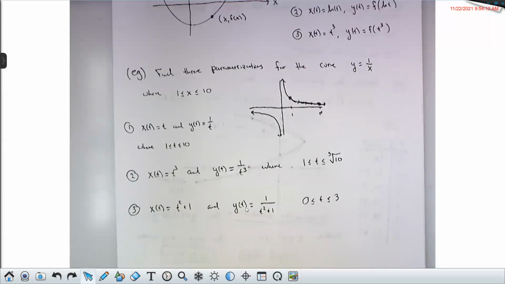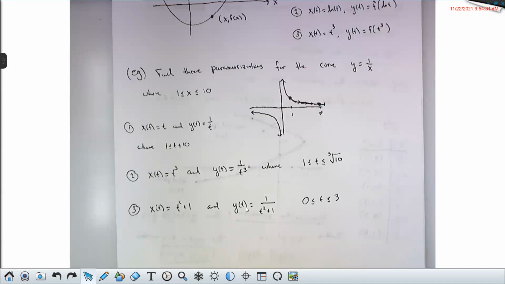All right, and there's lots and lots of other solutions here. There's infinitely many ways to parametrize any given curve. Just want to familiarize you with the process. So it's something you'll use a lot in Calc 3, physics, elsewhere.